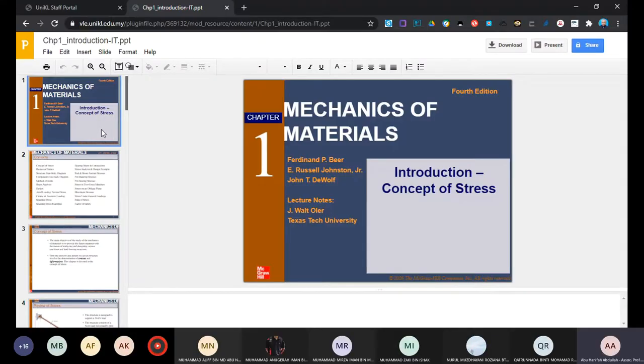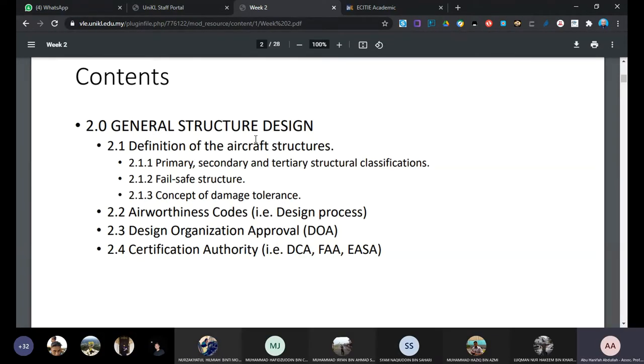So the design of the Boeing aircraft in Europe is EASA, European Aviation Safety Agency, which is responsible for the certification of the Airbus aircraft. So we're trying to cover this till half past 11, then we can stop the class after that.